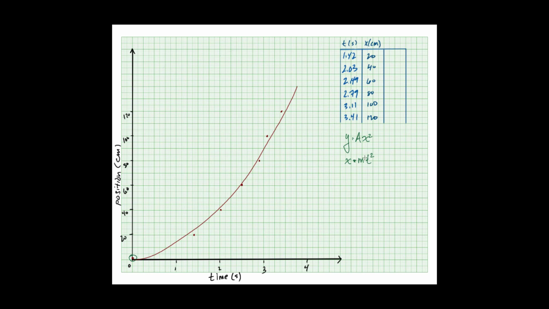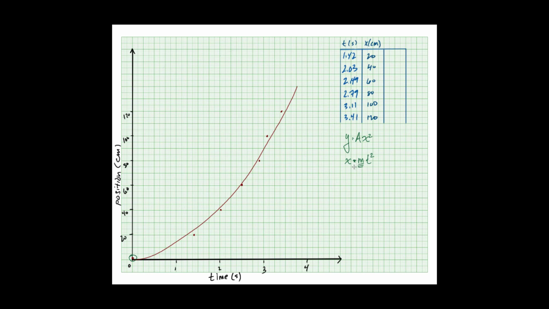Now this doesn't prove it, because my graph is kind of curved and my data points aren't perfect. Also, you might notice that without a computer, it's difficult to figure out what that constant m is based on this graph. So what I want to do is regraph my data so that it makes a straight line.